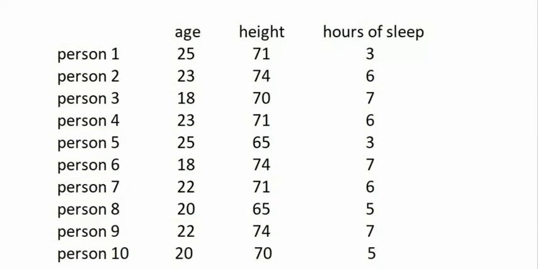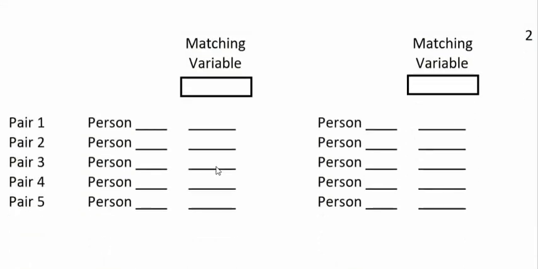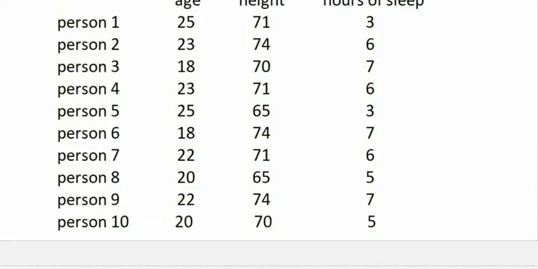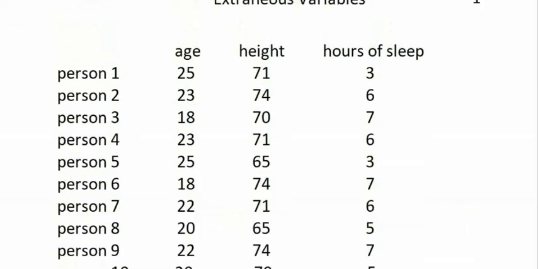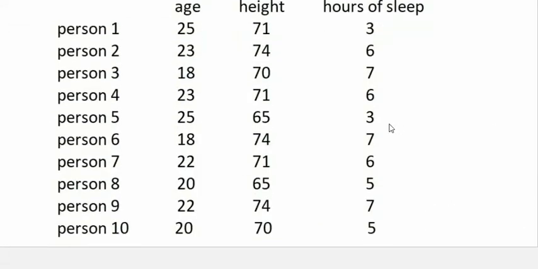And it looks like the next pair would be 5 and 5, which is person 8 and person 10. So I would put 8, 10 for my ID numbers, and I would put 5 and 5 for my matching variable scores, hours of sleep. Then I would go on and I would create my last 3 matched pairs. So just continue the process that I've been describing.